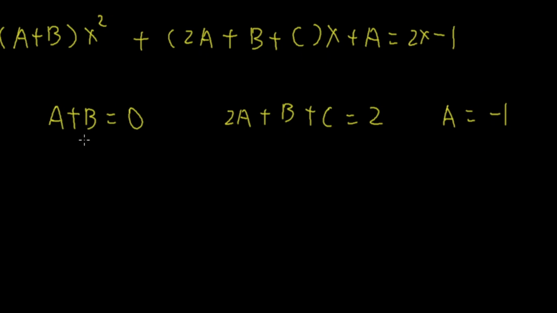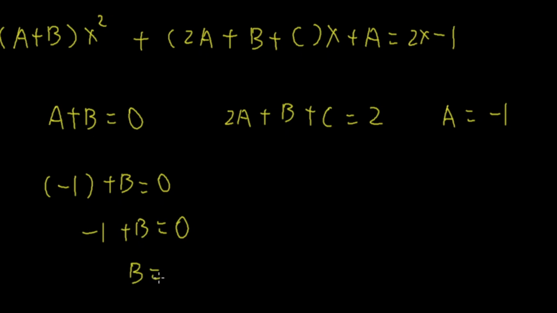Okay, so now we just have to put this negative 1 into here. So we can calculate b, right? Then once we calculate a and b, we can put into here, so we can calculate c. Okay, let's do that. So a is negative 1, so negative 1 plus b is equal to 0. Then b is equal to, add 1 to both sides, b is equal to 1.